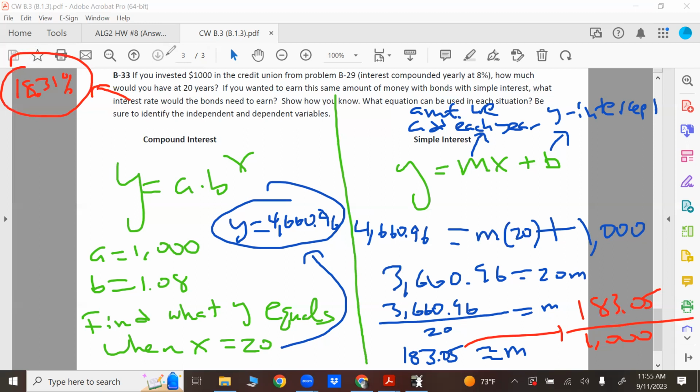And what equations to use? Obviously, this is exponential, and that's linear. The independent variable is obviously going to be time. The dependent variable is going to be money. The money depends on time, right?